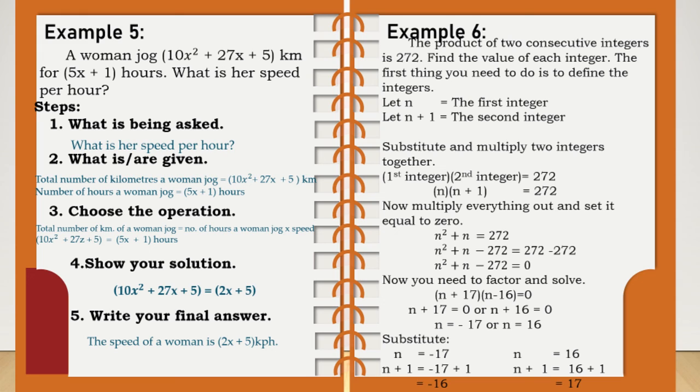The quantity (n plus 17) times the quantity (n minus 16) is equal to 0. n plus 17 is equal to 0 or n minus 16 is equal to 0. n is equal to negative 17 or n is equal to 16. Now substitute. n is equal to negative 17, and n plus 1 is equal to negative 16. n is equal to 16, we have n plus 1 is equal to 17.